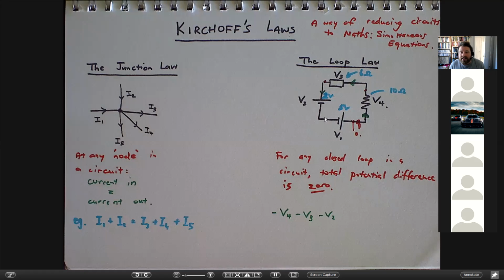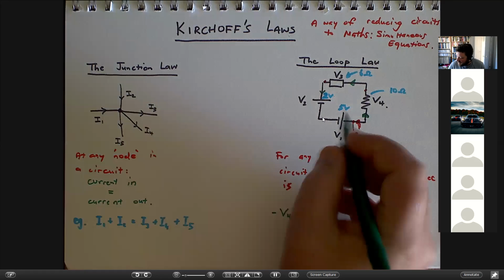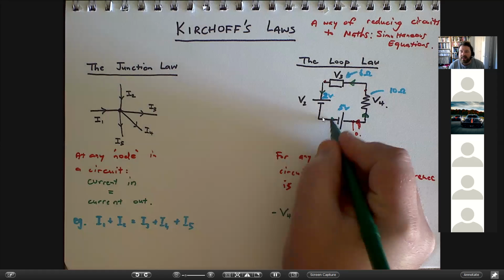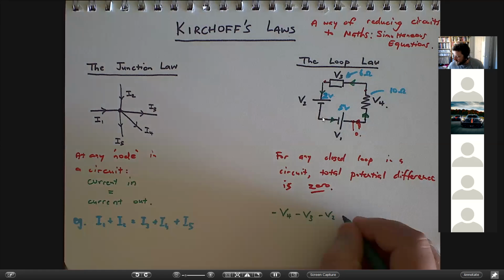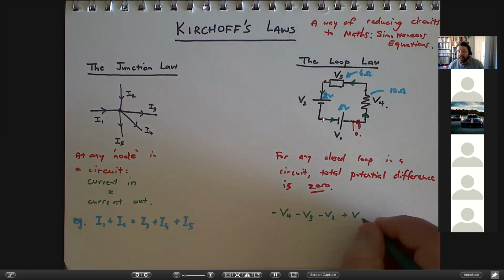And then we get round to V1, and V1 is going to count as a positive because we're running the correct way across this battery. That's a battery which is giving us energy, not a battery which is taking it away.